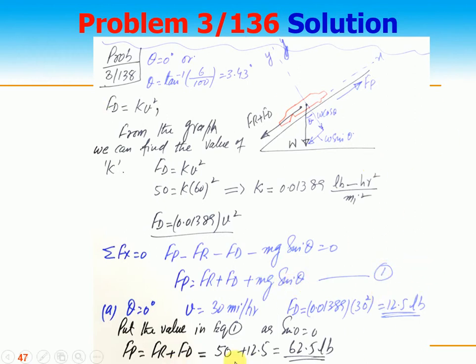Now the first question, on the level road, when theta is equal to 0 and the velocity is 30 miles per hour, the drag force, just kV square, is 12.5. Put this value in equation number 1. The rolling force is constant, which is 50. So it is 50 plus 12.5, which is 62.5 pound, because mg sin theta goes to 0. When theta is 0, sin theta is 0. So Fp is simply Fr plus Fd, and when moving on the level road, that is only 62.5 pound.